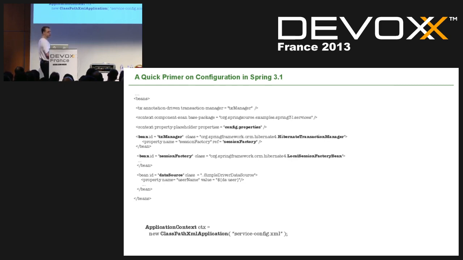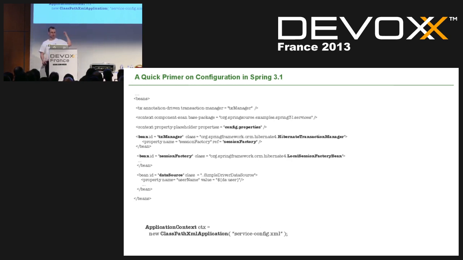So if you want it, you have to turn on the feature. One little line, okay? tx:annotation-driven. I want Spring to look in my package, find all the beans in the package, and then register them for me. Very convenient. I want to be able to use values from a property file.